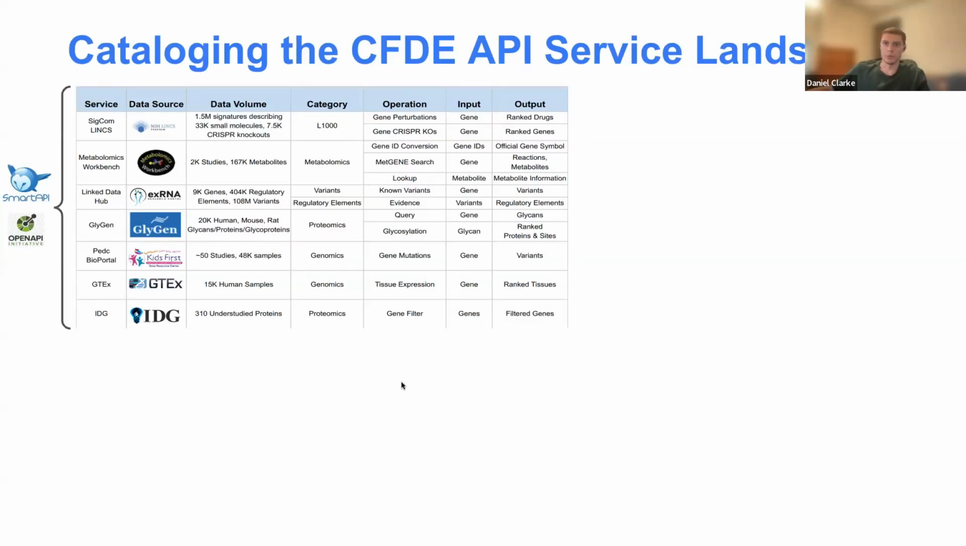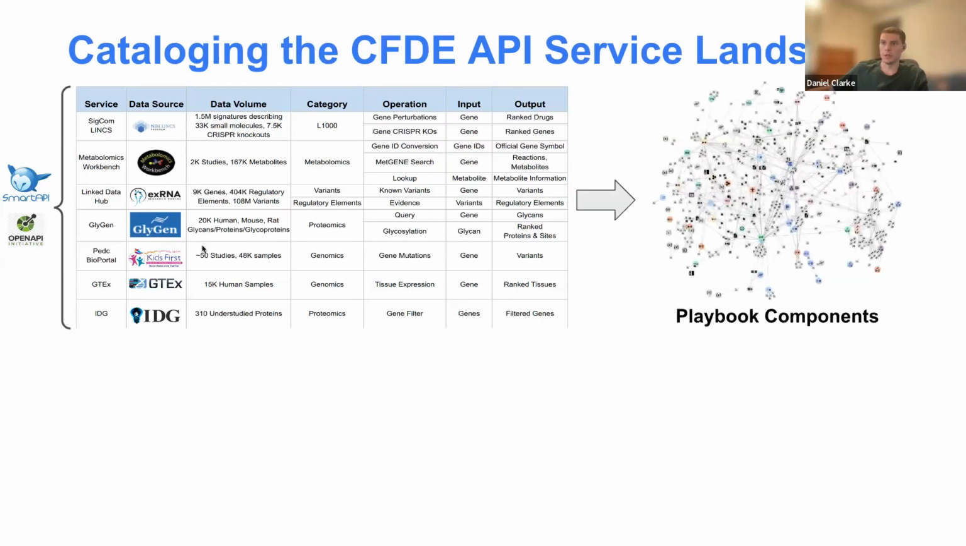So to do this, we first started by cataloging the Common Fund Data Ecosystem landscape of APIs that are already available and programmatically accessible. And we took these various APIs and we codified them into this component, which you'll see later. And each component has some kind of inputs and some kind of outputs, and that is what really allows you to go from one to the other in a seamless way.